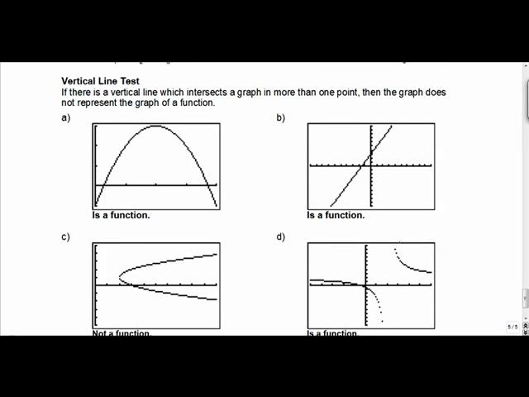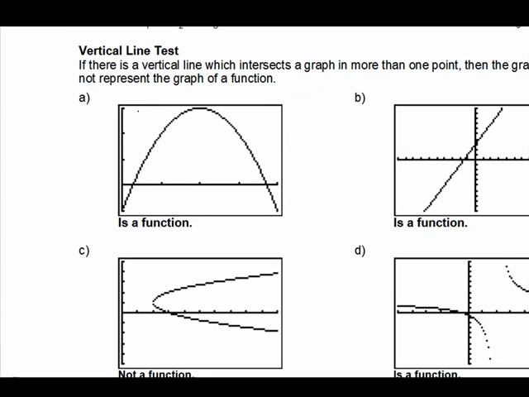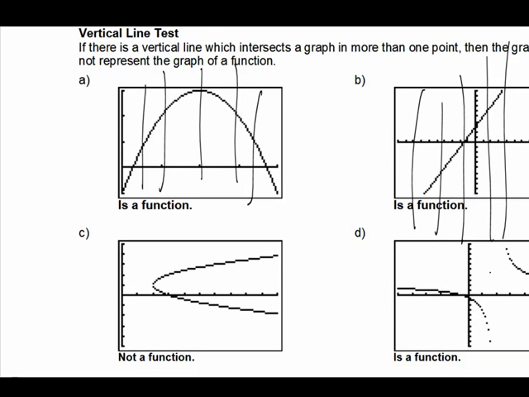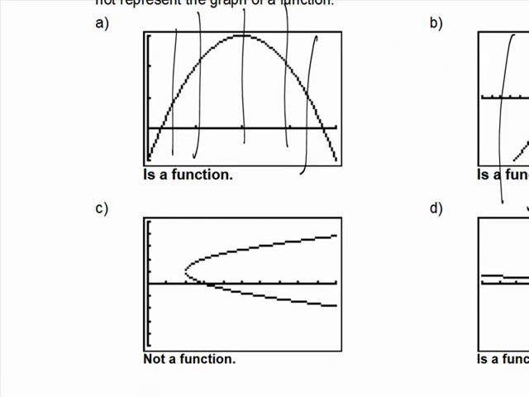The first one is a function. If I draw any vertical line, it'll pass through once. B, again, if I draw any vertical line, it'll pass through once. But let's take a look at C. C is not a function because I can draw a lot of vertical lines that pass through more than one time.